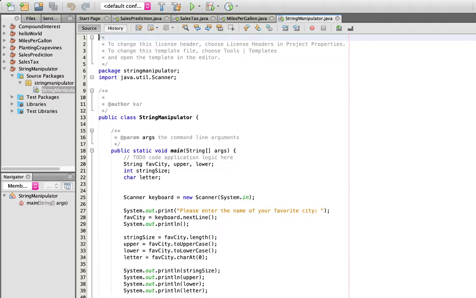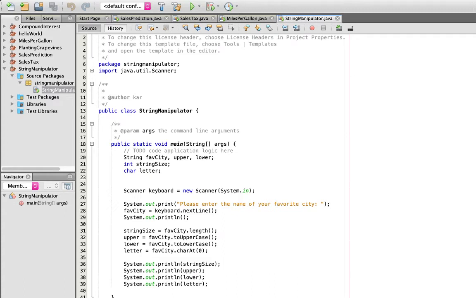So in here I did string favCity, upper, lower. I honestly cannot remember why. Oh yeah, sorry, because it's going to output the favorite city and then the upper, all in uppercase, and then all in lowercase, and then I did the int for the string size and then the char for the letter. Then I did my scanner class, and then I told the user to input the name of their favorite city. And then this is my string over here. And then I put all this information here, and then I'm outputting the information over here.